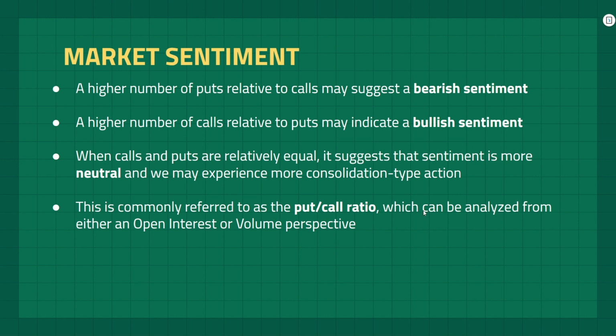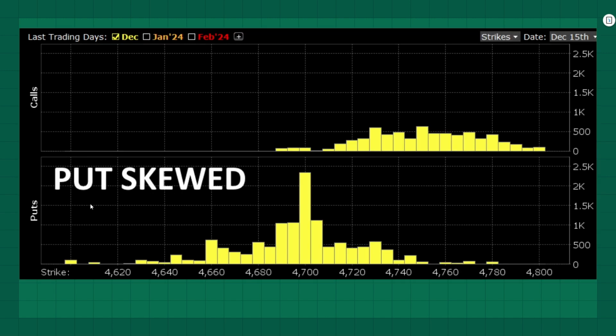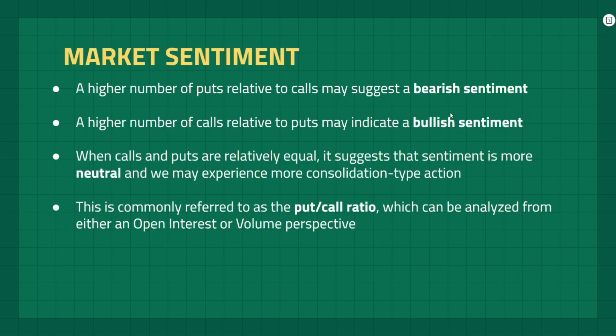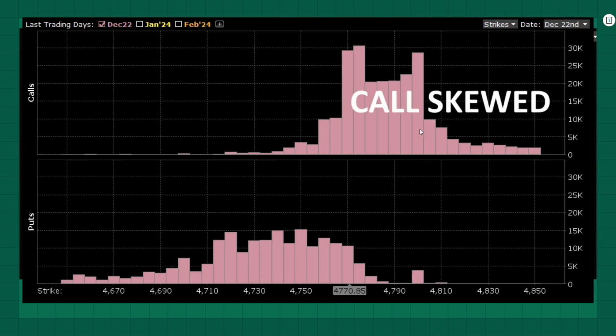If there is a higher number of puts relative to calls, it may suggest a bearish sentiment, indicating expectation of a market decline. This is what's called put skewed, and we can visually see that there is more put activity than there is call activity. If there is a higher number of calls relative to puts, it may indicate a bullish sentiment and an expectation of a market rally. This is what's called call skewed, and we can visually see that there is more call activity than there is put activity.